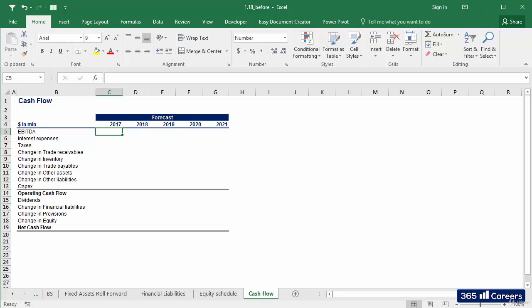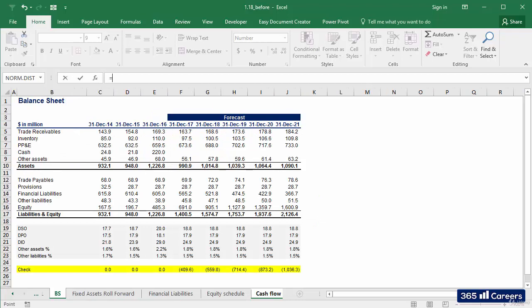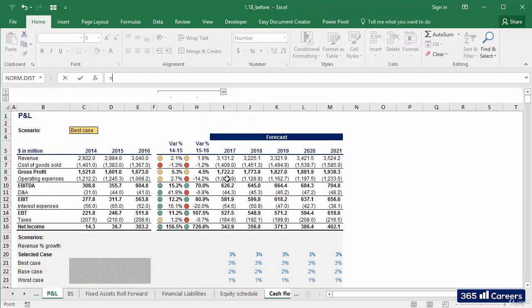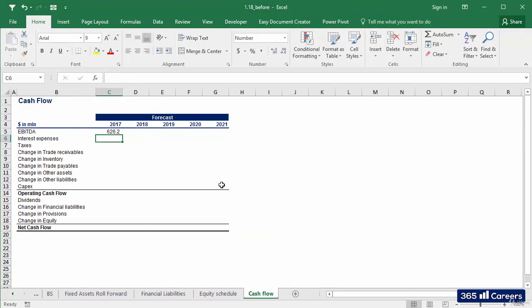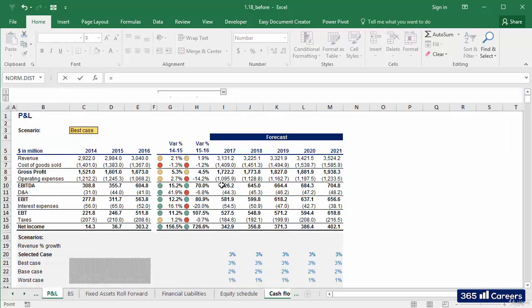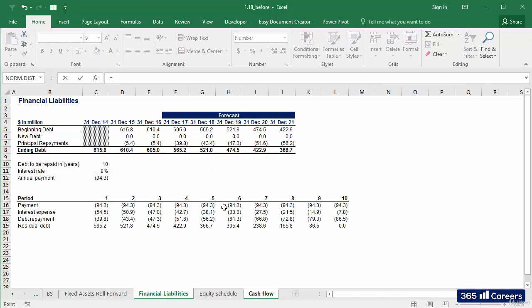Hi! In this video, we will start from the structure we created in the last video and calculate cash flows, which are going to be the last piece of the puzzle and will allow us to complete the model we are building. Let's start from the top. We need to link EBITDA to the P&L sheet. Once we have done that, we can link taxes and interest expenses.